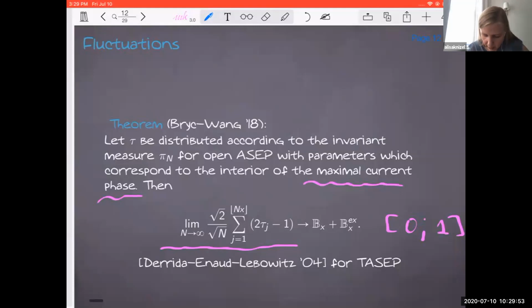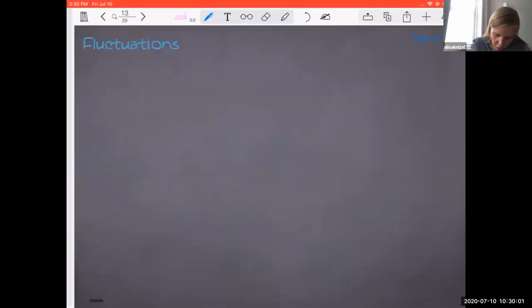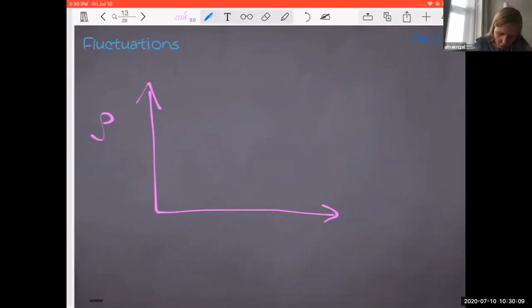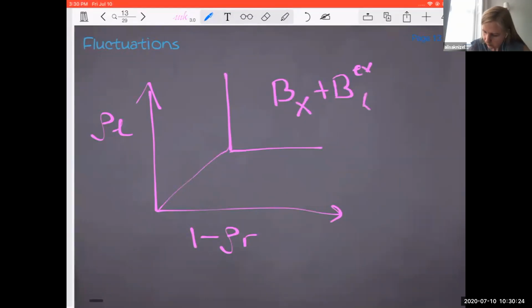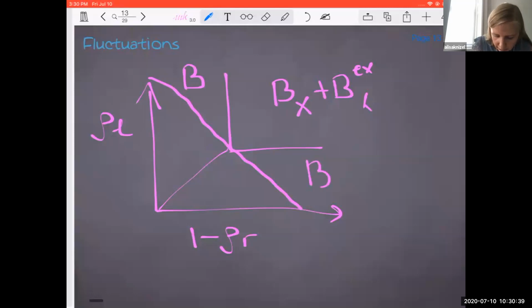In this work, they obtain similar results for other phases, but let me draw how it looks. So if I go back to the picture with the phase diagram, this is rho L, this is minus rho R, and we have this phase diagram. So here we have the sum of Brownian motion with Brownian excursion. If I draw this diagonal line here now, then in these triangles, I will have just the Brownian motion with certain coefficients, which I am not writing down. So there would be certain coefficients depending on these parameters A and C.